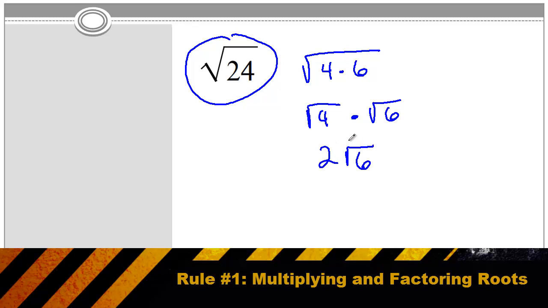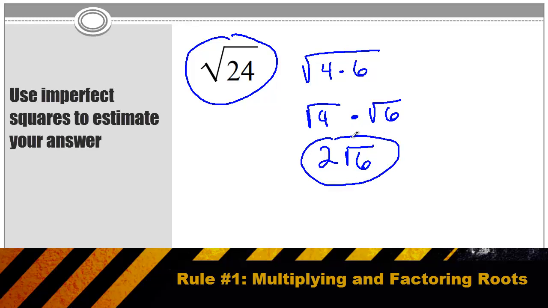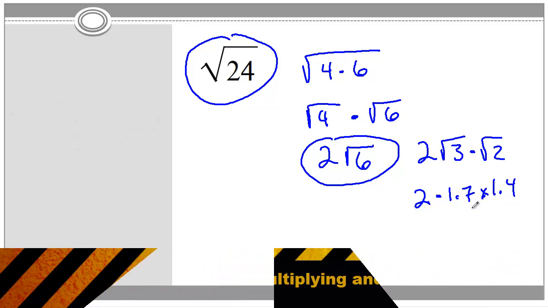There's a good possibility that 2 square root of 6 would be your final answer, but if not, I could further break that down to be 2 times the square root of 3 times the square root of 2. And then I could write that as 2 times 1.7 times 1.4. While it may not be pretty, it would be enough to help me estimate my final answer.